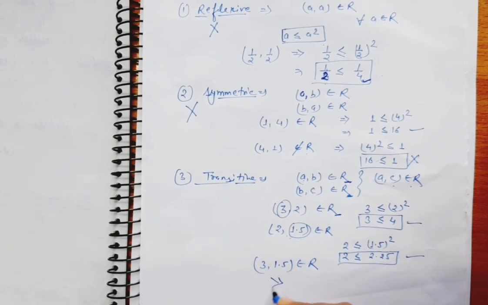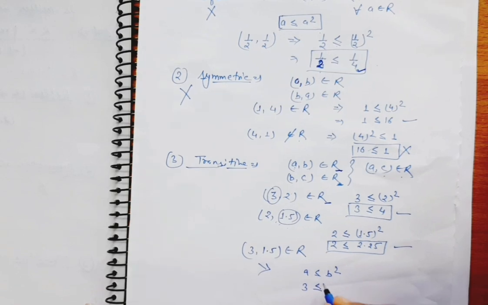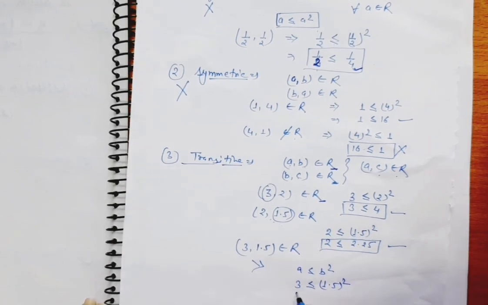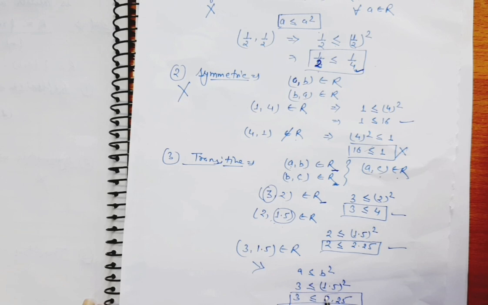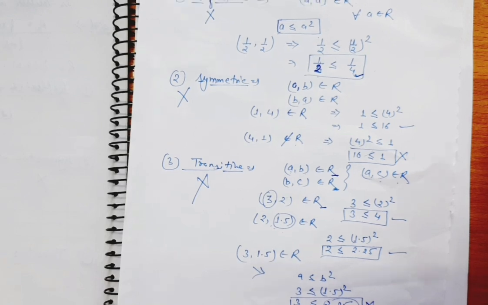But if we check this for the condition A is less than or equal to B squared, 3 is less than or equal to B squared. What is B squared? It is 1.5 squared, which is 2.25. So the condition is not satisfied here because this is the smaller number and this is the greater number. So we can say that this is not transitive also.